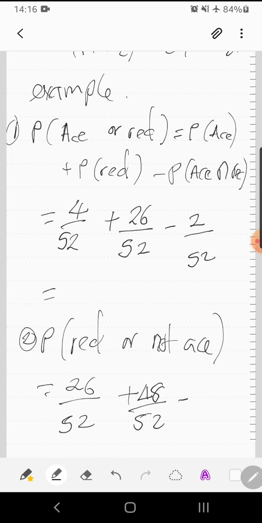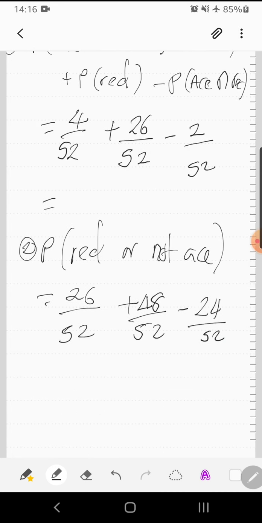And now we're going to subtract the ones that are not S's and red. Okay, so then we're going to find that from the 48, so the 48 are not S's, and half of them will be black and half of them will be red. So half of 48 is 24 over 52. Then you can compute that probability as well.